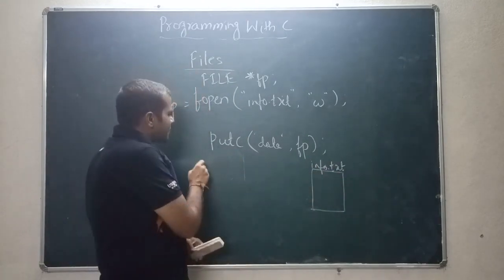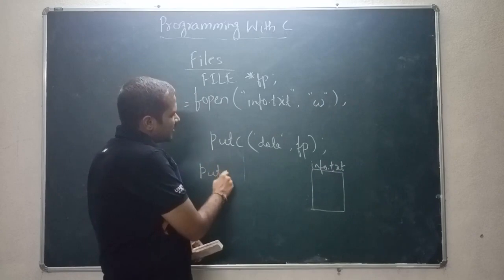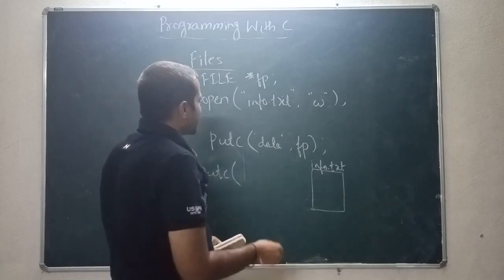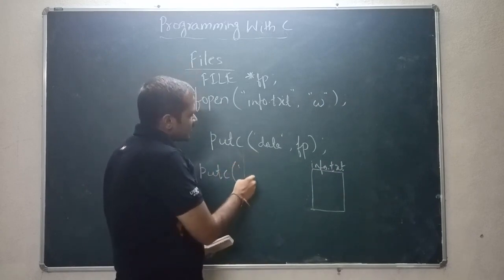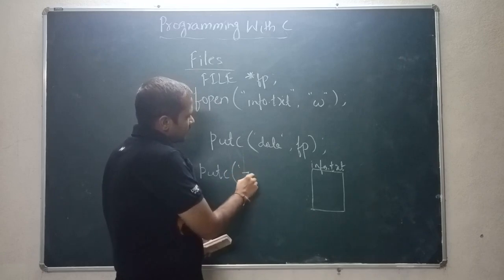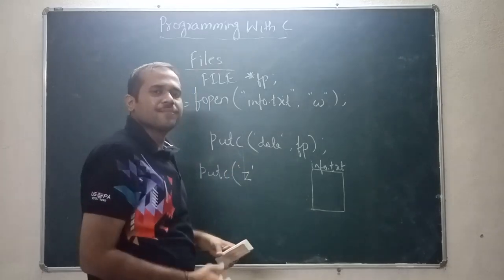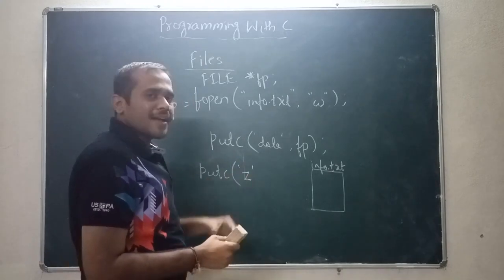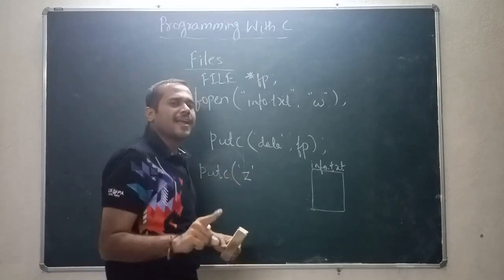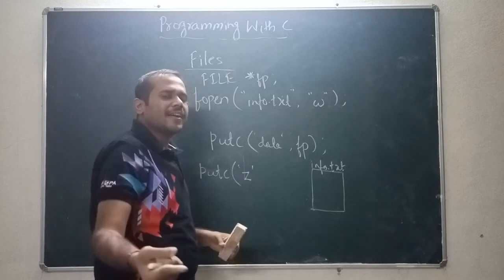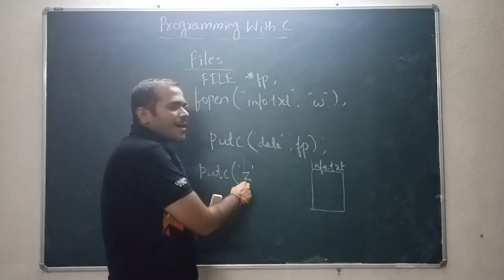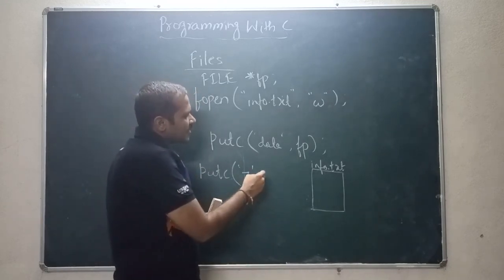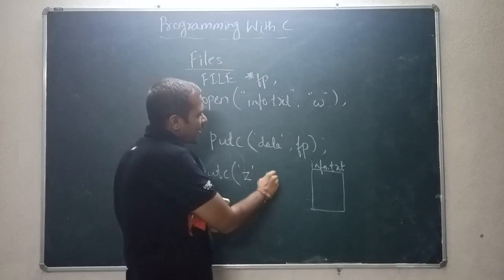At present the file is empty. So now I will pass some content. putc. Let me pass z. A single character, so I pass z. So what is putc? At a time a single character will be written into the file. So I will pass z. What is the second parameter? That is the file pointer.